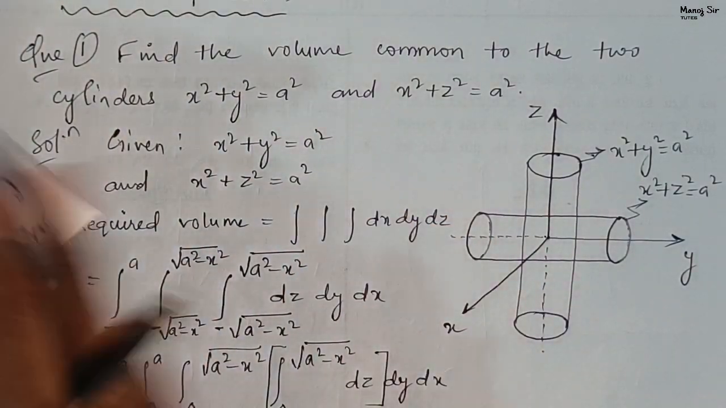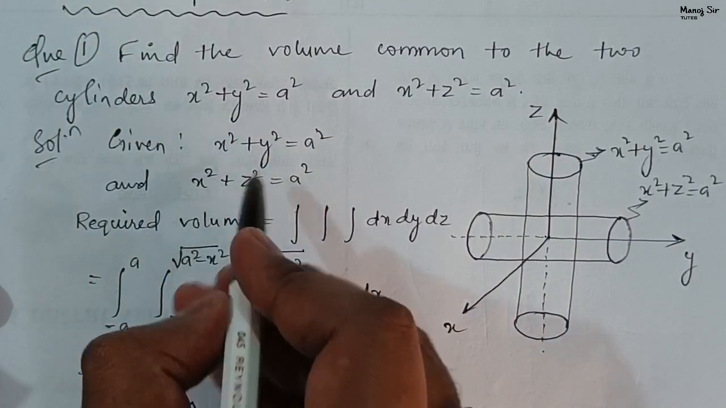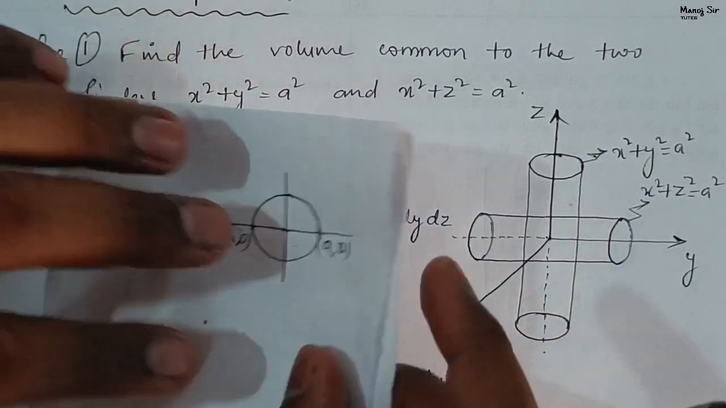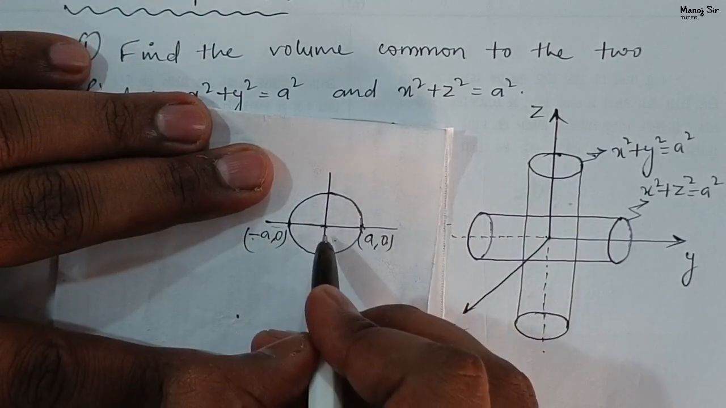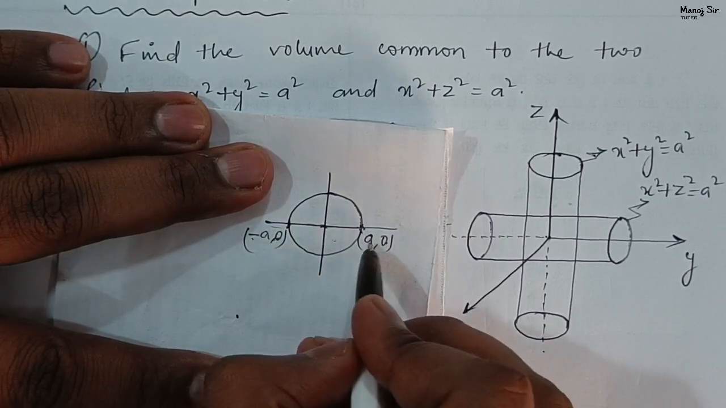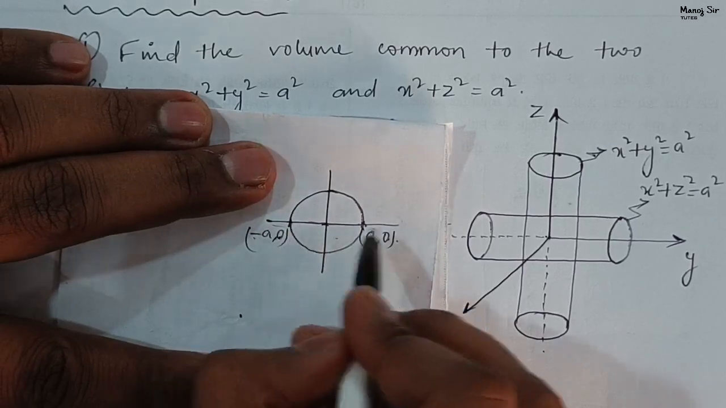Okay, for z we can find the limits from this equation. Limits of y we can find from this equation, and for x we can use this circle. Okay, this is minus a, 0, this is a, 0. So we can say the limit of x varies from minus a to plus a.